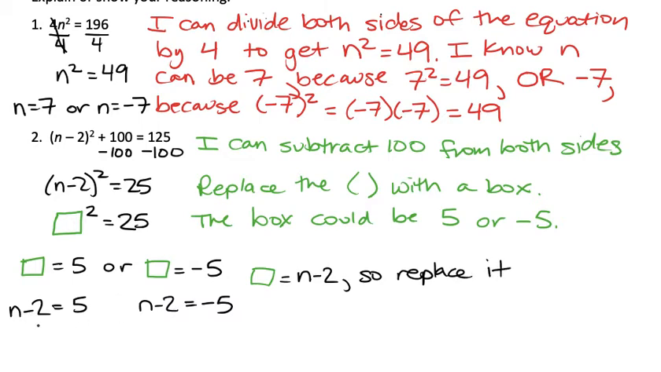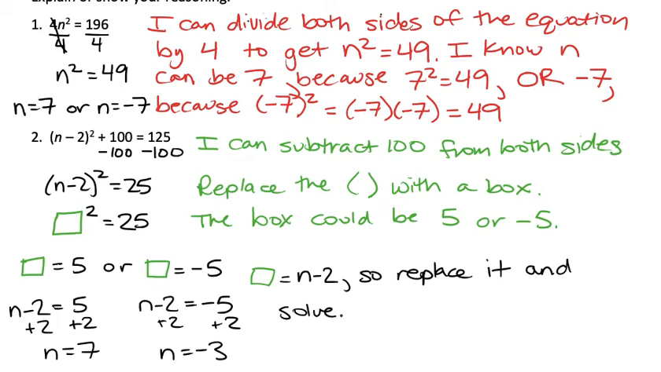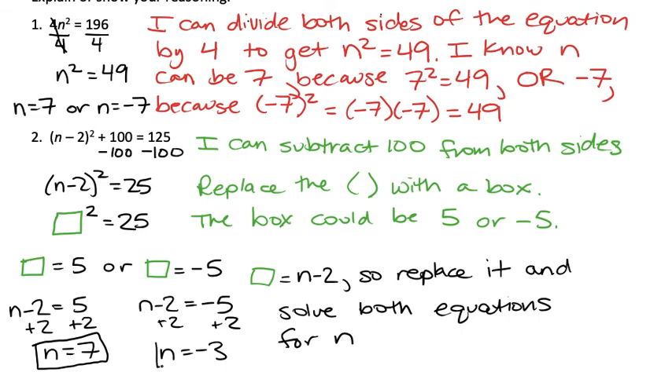And now I have two equations that I can solve by adding 2 to both sides. And that gives me n equals 7 and n equals -3. So replace it and solve both equations for n. And remember, we should be getting 2 answers for these because that's what it said in the instructions. And in fact, we did get 2 answers, 7 and -3.